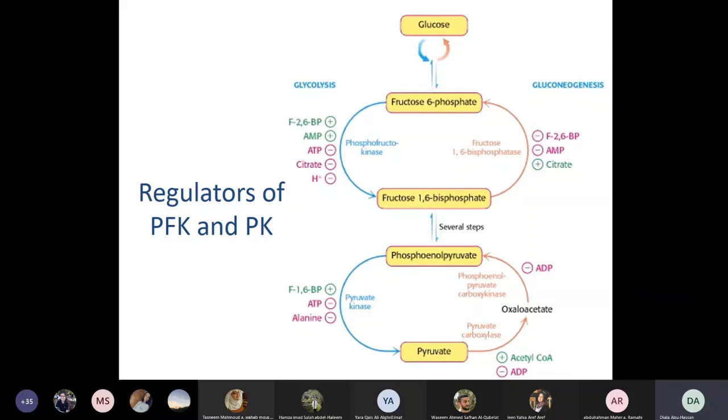Okay? These three steps are irreversible. They are catalyzed by enzymes that are only able to catalyze the forward reaction. These reactions can be reversed by other enzymes. Since they are irreversible steps, they are the steps at which regulation happens.